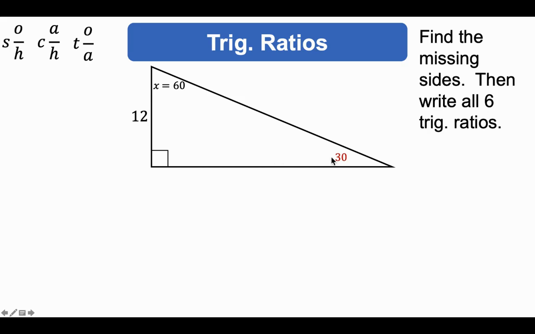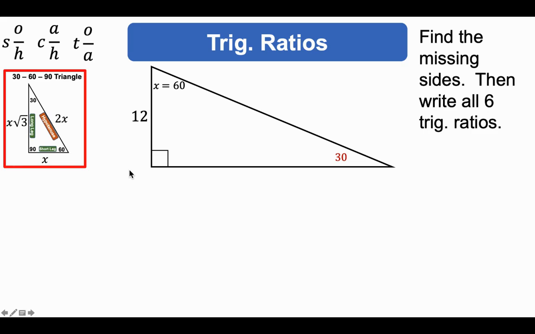because now I know that's a 30. 60 plus 30 plus 90 is 180. Now I know this is a special right triangle, this is my 30, 60, 90 special right triangle that we covered earlier. So I can find all 3 sides. Remember, the reason why I need that is because I need all 3 sides to do the SOHCAHTOA stuff.